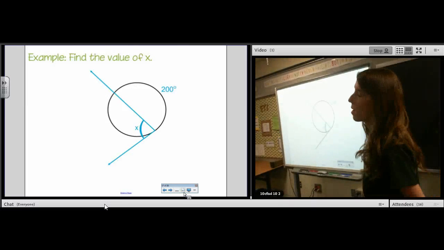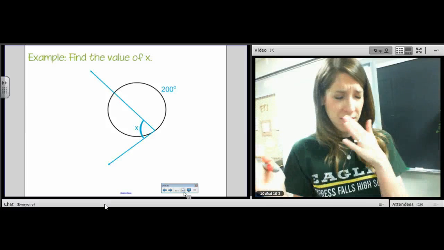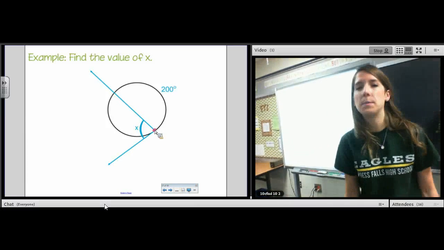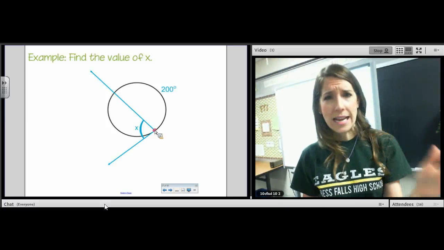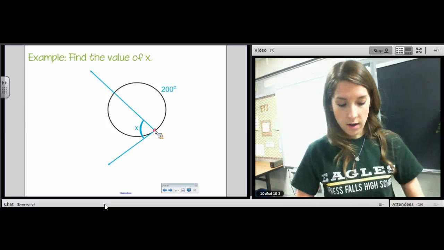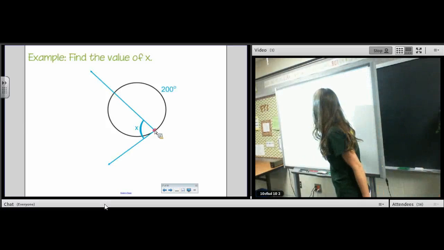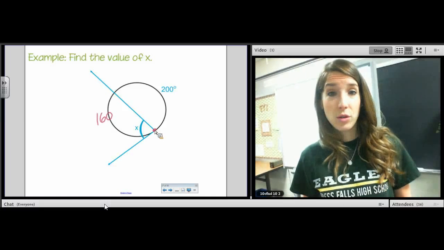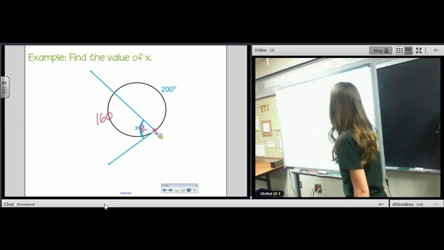So be careful in this problem, the vertex is not inside the circle, it's not in the interior, it's not in the exterior, sorry. It is on the circle. So always be looking for where that vertex is. So we're going to use the rule of an inscribed angle. An inscribed angle is half its arc. So we're going to find the missing arc, 360 minus 200, and then we're simply going to take the arc and divide it by 2, because that's the rule for the inscribed angle. So we've got another 80-degree angle.